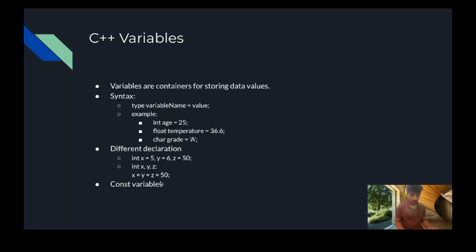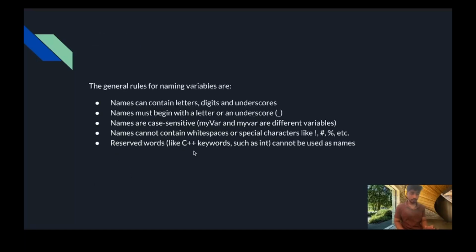Now every language has some rules for naming variables. C++ also has rules. We need to understand those rules in order to name our variables, otherwise the compiler will throw an error. Let's look at the first rule: names can contain letters, digits, and underscores. As it clearly says, names can have letters, digits, and underscores.